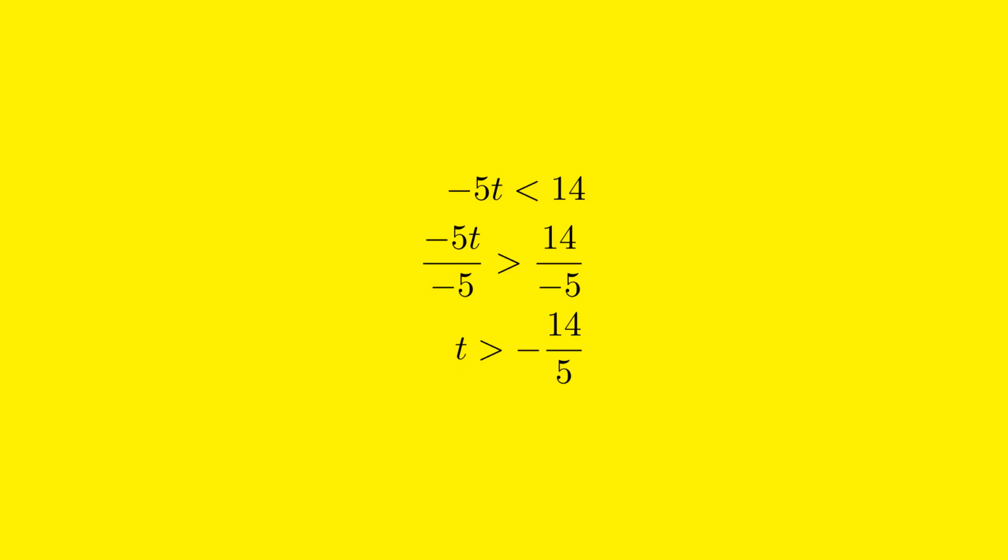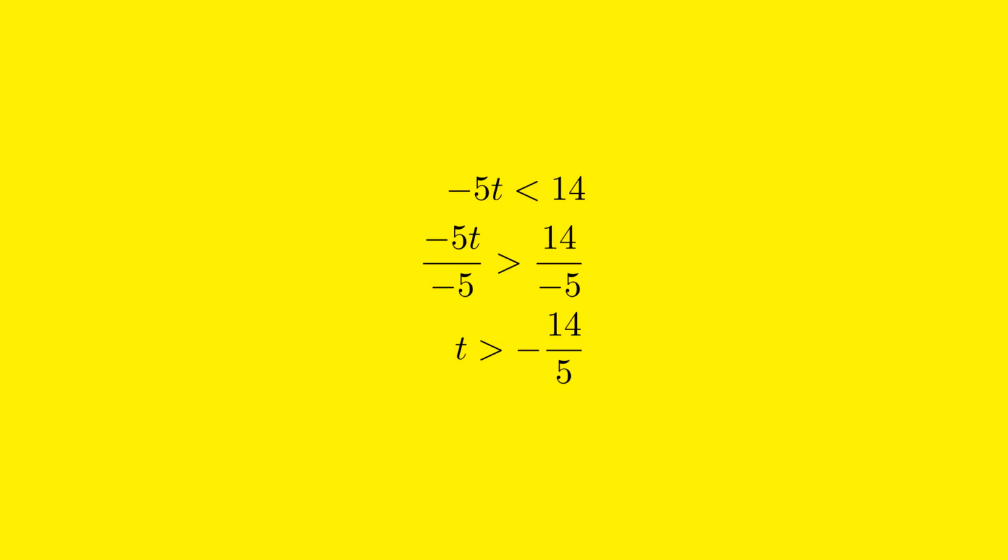When you divide or multiply both sides of an inequality by a negative number, you must reverse the inequality symbol to preserve the truth of the statement. So we divide the left side by minus 5 and the right side by minus 5. The inequality minus 5t is less than 14 becomes minus 5t divided by minus 5 and 14 divided by minus 5. On the left side, minus 5t divided by minus 5 simplifies to t. On the right side, 14 divided by minus 5 simplifies to minus 14 divided by 5.